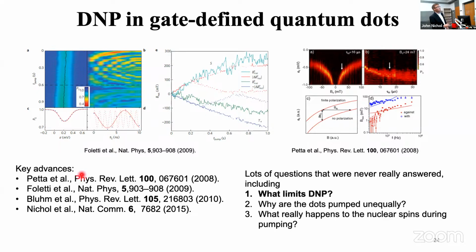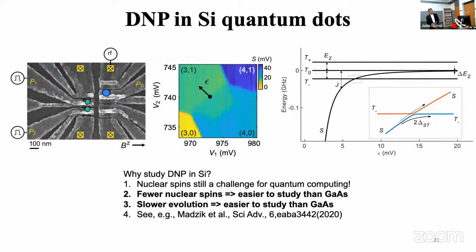Again, the question of how effective this process is remains an important one, because in these older devices, nowhere close to full polarization was ever achieved. All right, so we set out to explore this in silicon quantum dots. You could ask, maybe for the sharpshooters in the audience, why would you want to study dynamic nuclear polarization in silicon quantum dots? After all, one of the main reasons to discard 3-5 materials in favor of silicon is that you can remove a lot of the nuclear spins from the system.